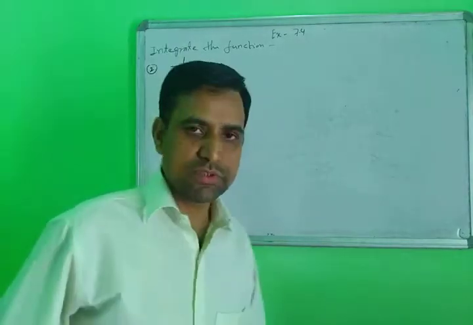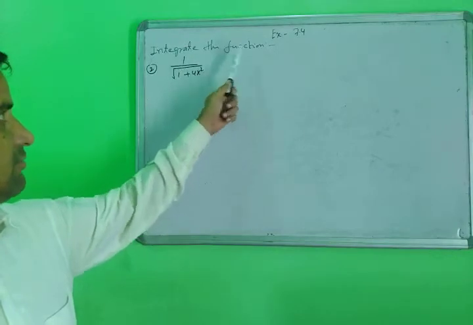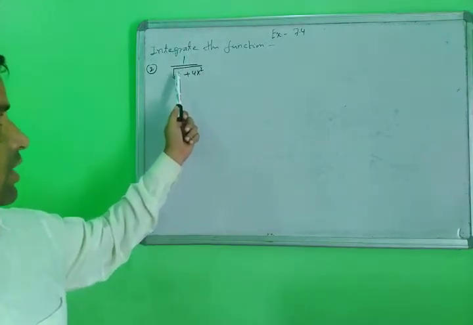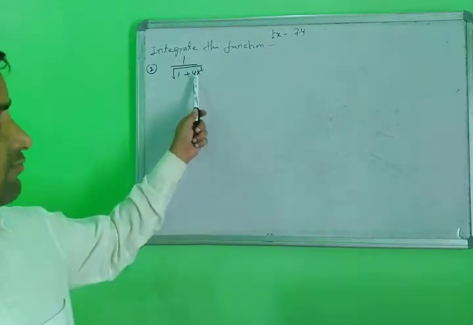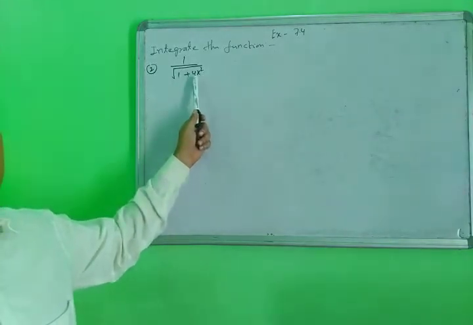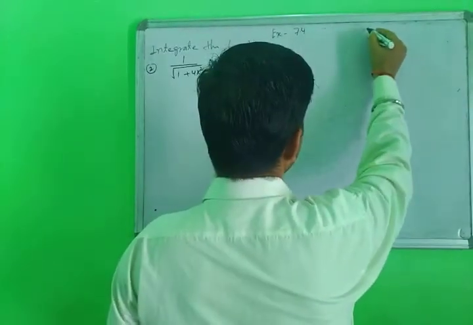Yes class, next I am taking question number 2. Integrate the following function: 1 upon square root of 1 plus 4x square. How to solve this question? Here the coefficient of the square is 4, but you have no identity with a coefficient of x. Means you have the identity in this form.